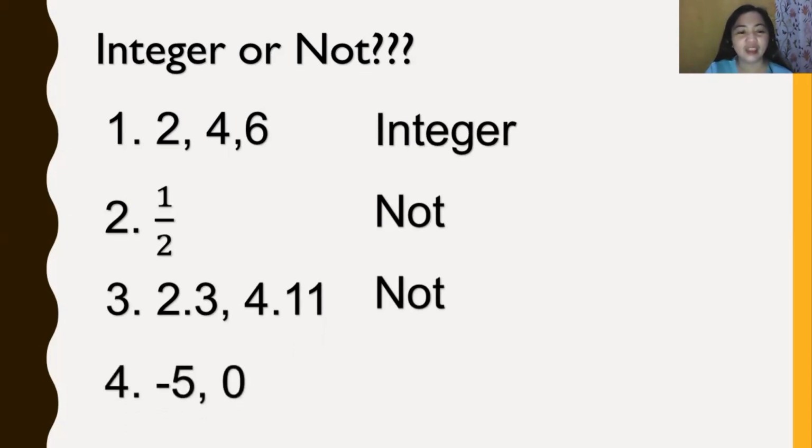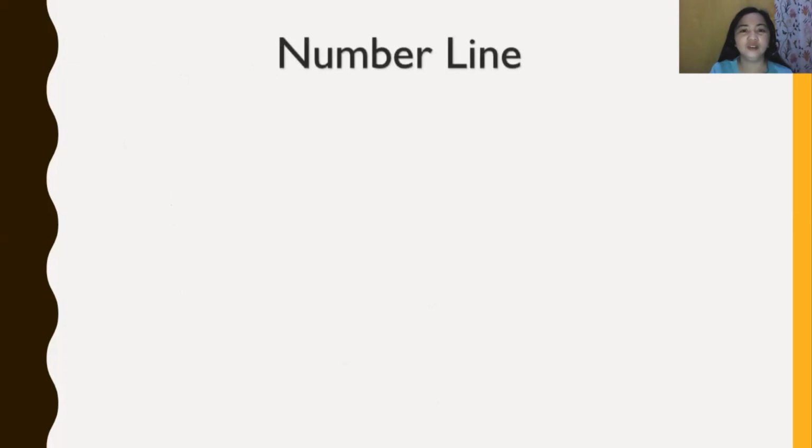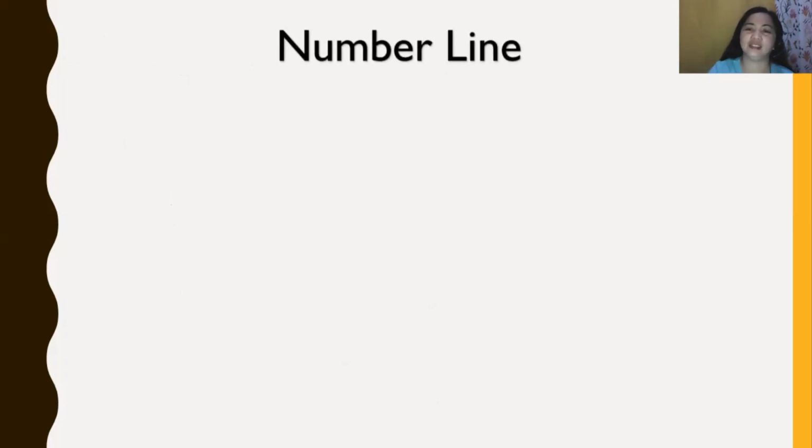How about -5 and 0? Are they integers or not? Yes, they are integers because integers includes the negative number. All right, so this is a very simple drill on how will you identify if the given is integer or not integer. So now, let's have the number line.